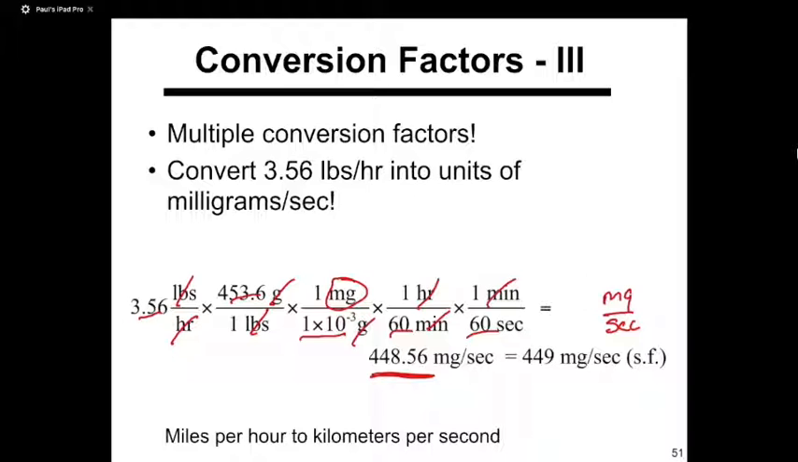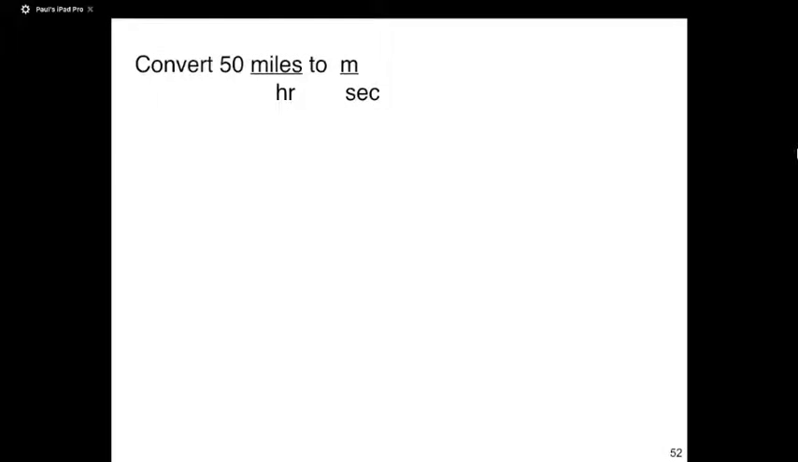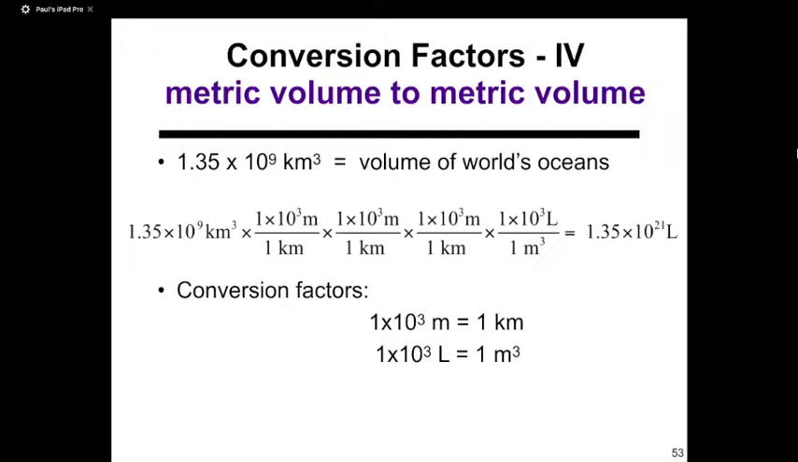So, you can convert more than one thing, okay? More than one unit, but you do them one at a time. The next item I want to, I'll come back to this in just a second.